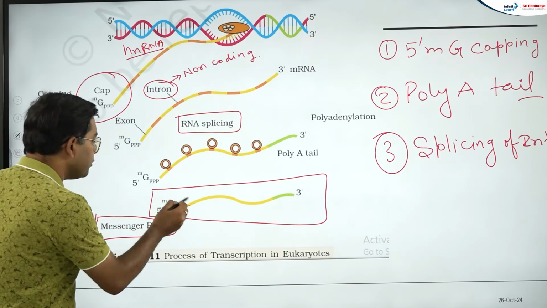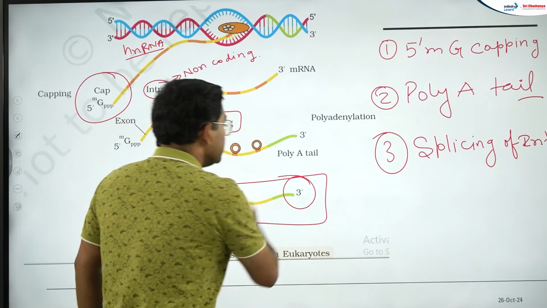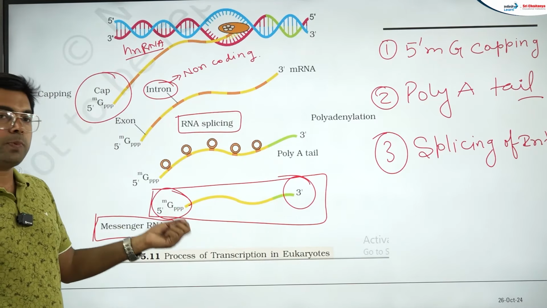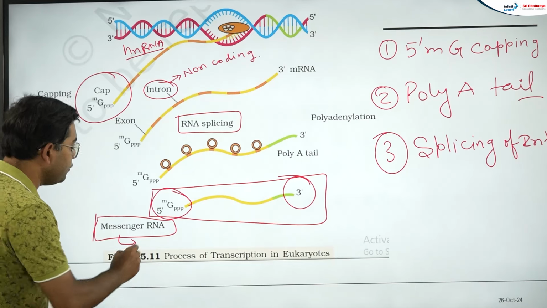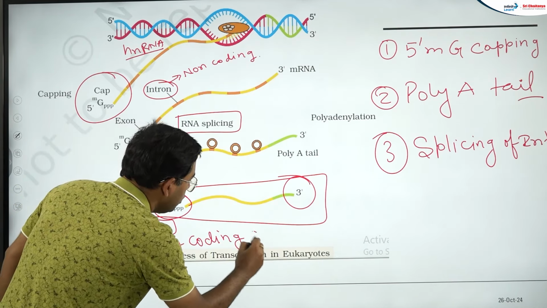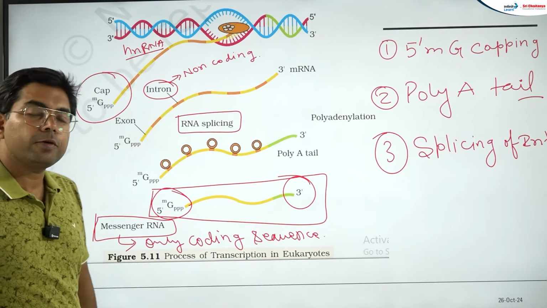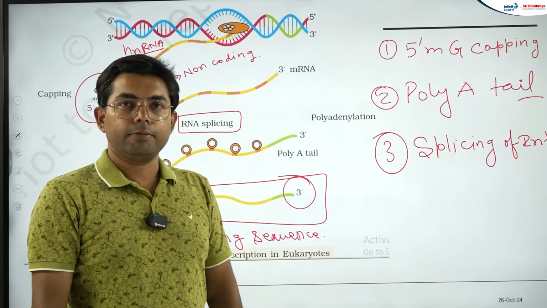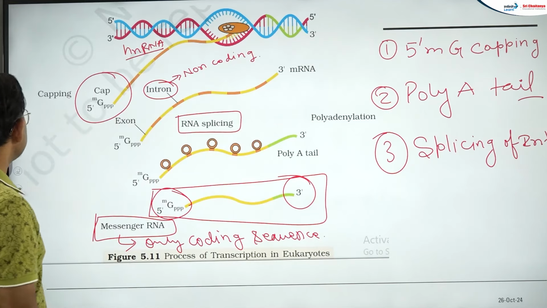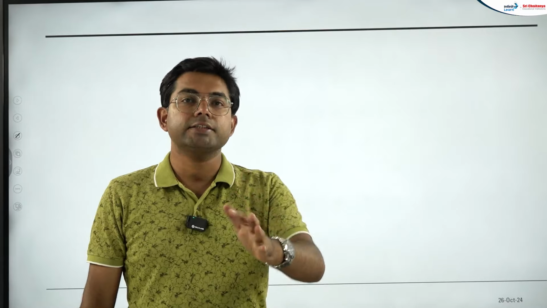So mRNA will have a 5' methyl guanosine cap, it will have a 3' poly A tail, and all the introns will be spliced. Now mRNA will have only coding sequence. There will be no non-coding sequence in the mRNA. Non-coding sequence will be present only in the hnRNA, right? So now we have got the mRNA, and this mRNA will be used in the next process, that is translation.